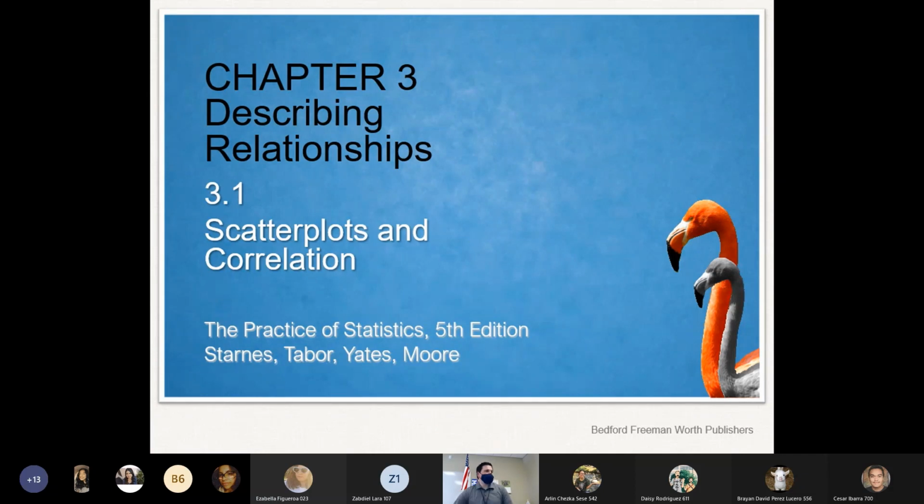All right, so here we go. Chapter 3 is describing relationships. We're going to be doing scatterplots and correlation. This is describing relationships specifically between 2 quantitative variables. In chapter 11, we were dealing with categorical variables and describing the relationship between those using 2-way tables, 1-way tables. This is now dealing back with quantitative variables.